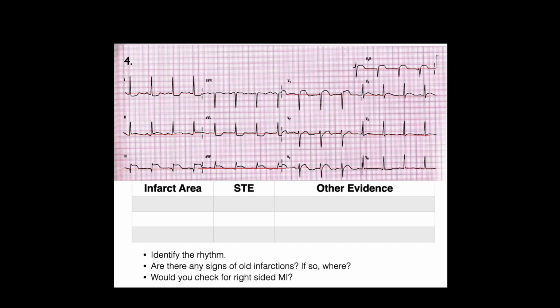Identified a rhythm, normal sinus. Are there any signs of old infarctions? No. Would you check for right-sided? They did, which is V4R in the top right. Okay. They suspected it because of the inferior STEMI, and there is a right ventricular MI.